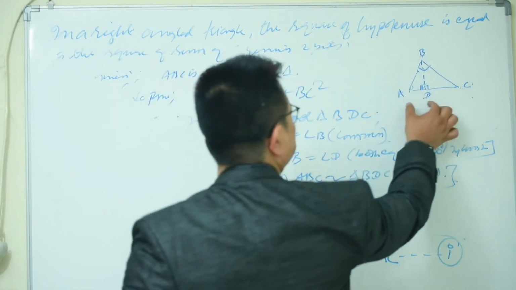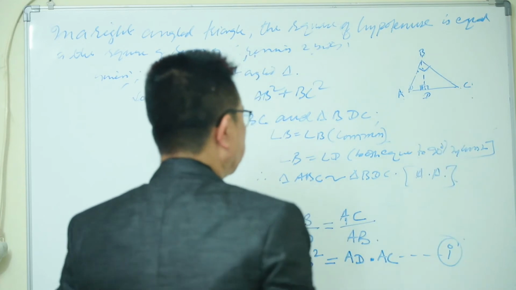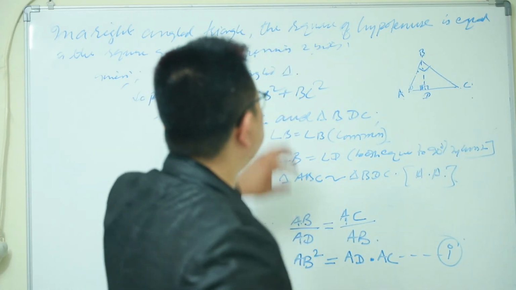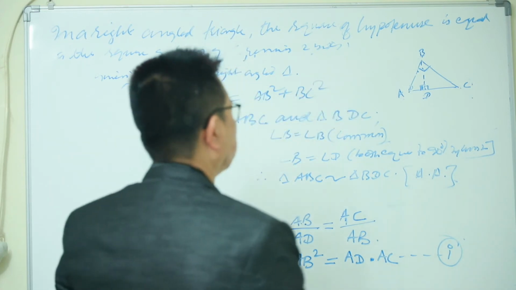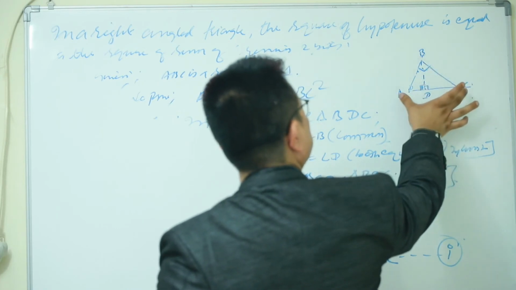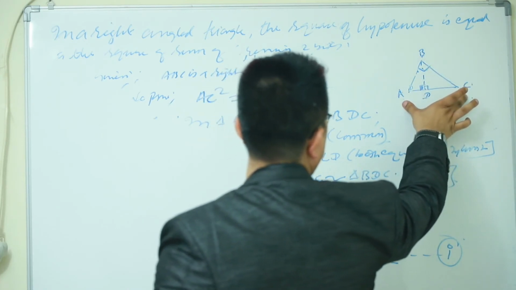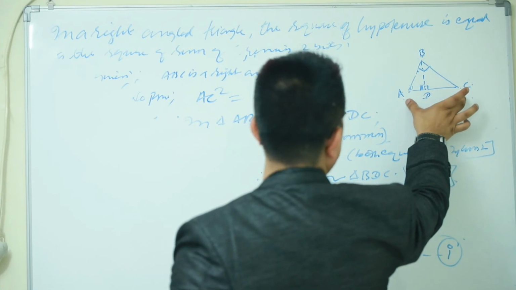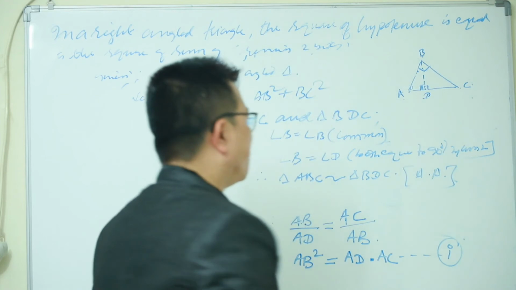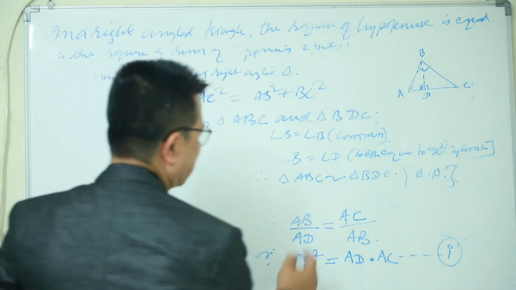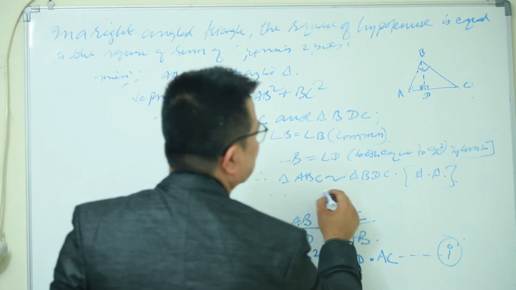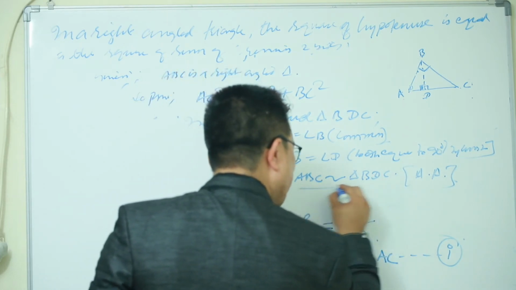One is AB by BD equals to another corresponding side. AC by another corresponding side. What can you take as another corresponding side? Suppose AC. What is the corresponding side of AC? BC, right? BC. Now you have to write the property of these two similar triangles.